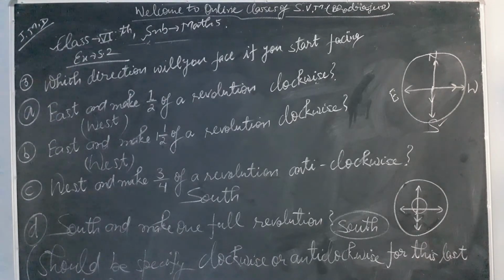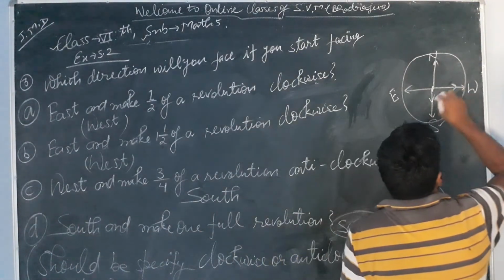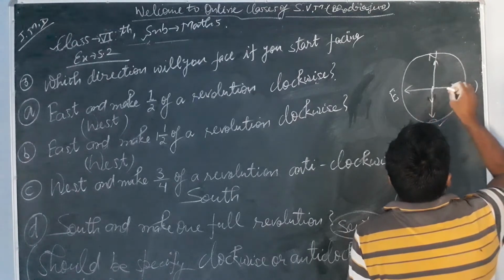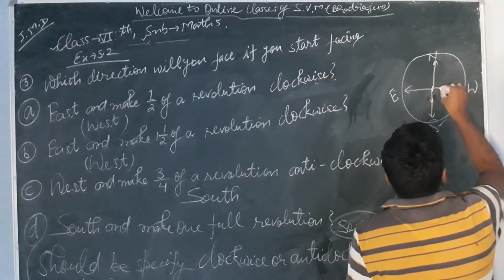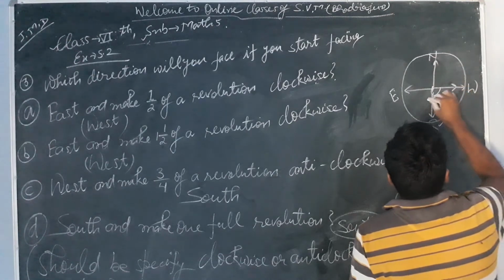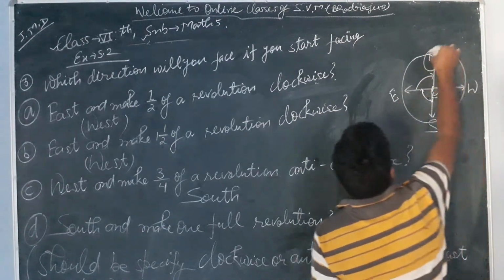West and makes 3/4 of a revolution anti-clockwise. We are seeing towards west, means we are seeing towards this direction, and we will take anti-clockwise 3/4. I have considered clockwise. Anti-clockwise means this is 1/4, this is again 1/4, and this is again 1/4. 3/4 we will take, then we will get north.